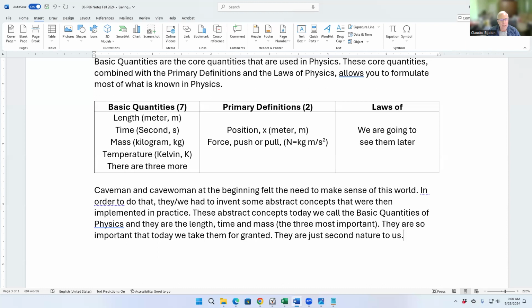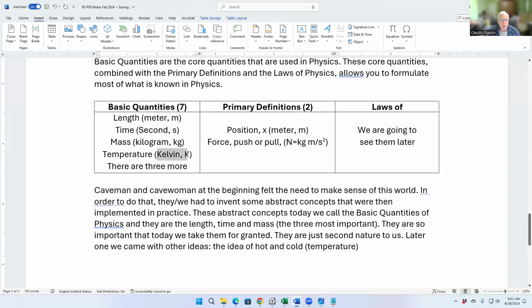But then there are more, right? Later on, we came with other ideas. The idea of hot and cold, right? Which we call the temperature. Today, the temperature is measured in the SI units as kelvins, okay? And then there are three more that I'm going to write down here.